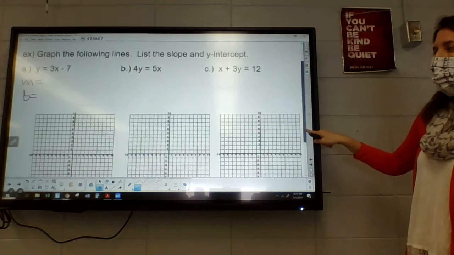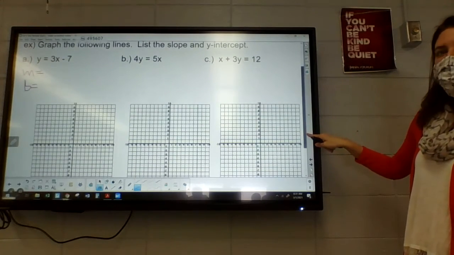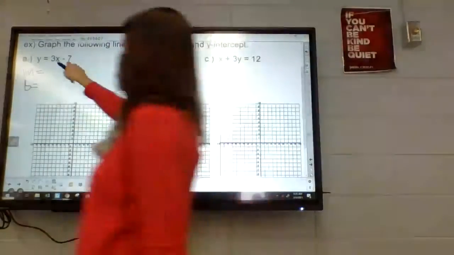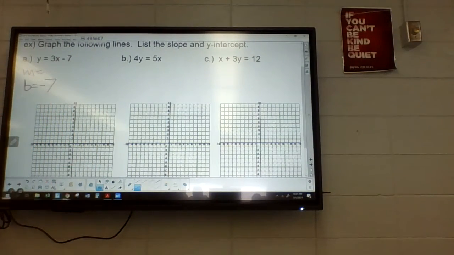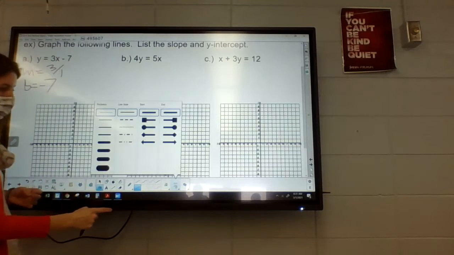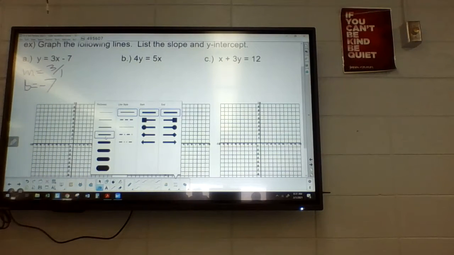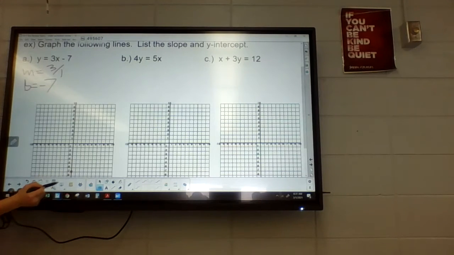So let's start with b, because that's where we begin. What's the b in this case? The b is -7. And what's the slope? 3. And we can put that 3 over 1, so we have rise over run. So I'm going to begin at -7, so I'm going to put a dot at -7. And then from there, I'm going to do 3 over 1. So we begin at -7 on the y-axis, and then we're going to go up 3 and over 1. Because remember, it's rise over run. So you're kind of making it like stairs, like going uphill here.